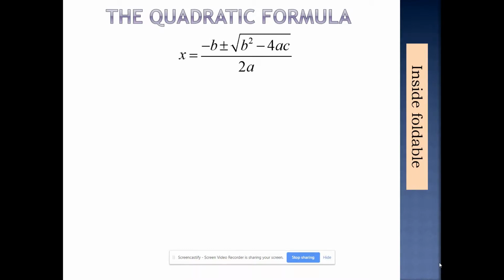So inside your foldable, we have the actual quadratic formula, which is x equals negative b plus or minus the square root of b squared minus 4ac divided by 2a. You will have to memorize this formula.